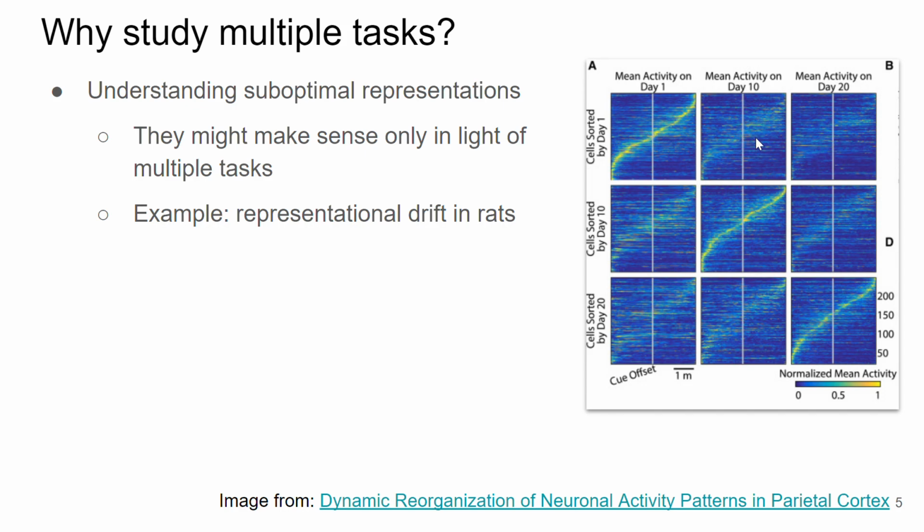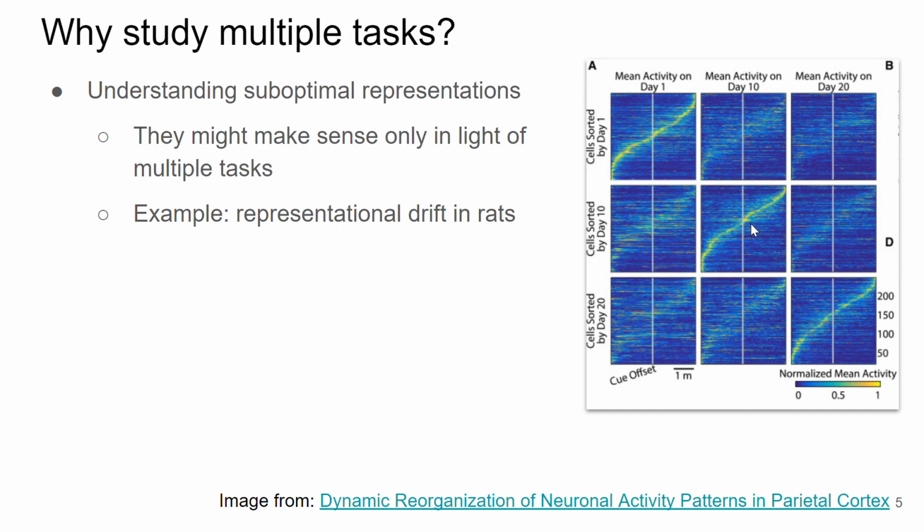But then if you resort the activity that you measure on day 10, you can get a similar graph back. Same for day 20. So essentially the idea here is that the rat is somehow reorganizing how it is representing its environment and how it is solving the task.